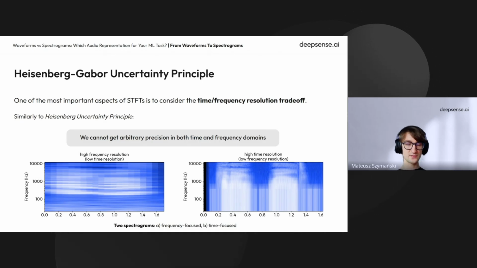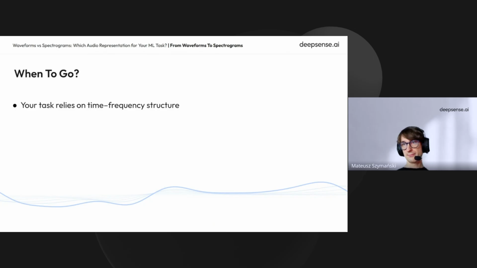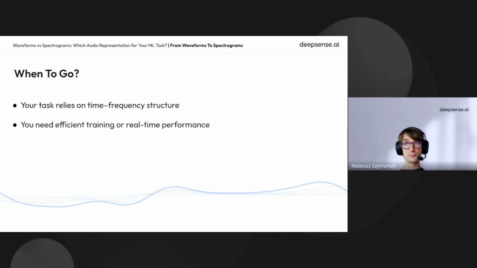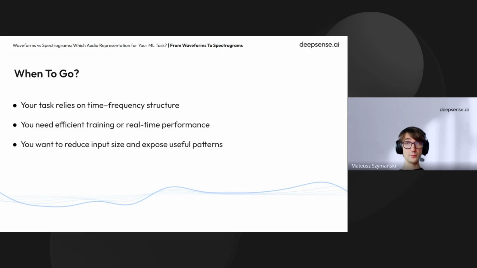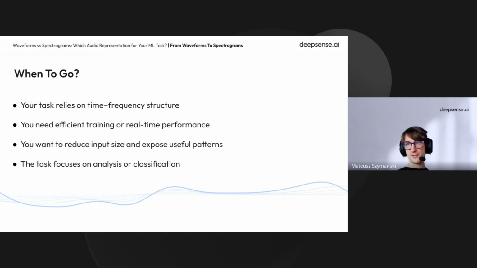This is something called a multi-scale spectrogram. I will talk about it a little further. Spectrograms are very good candidates if we rely on frequency information extraction. We need compact models that run in real time, and we want to expose useful patterns right away. If our task is classification, this is very easy. Spectrograms maybe are not that good in terms of audio generation.